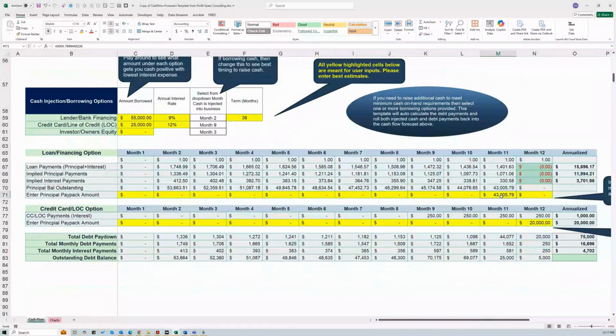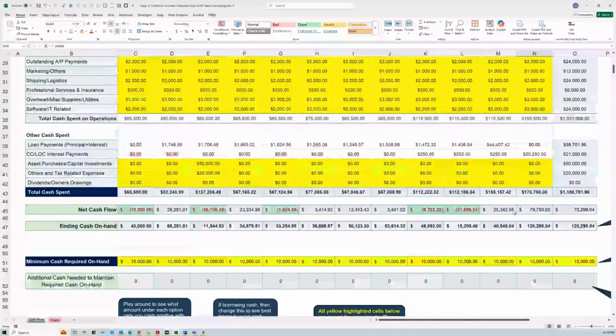So in month 11, you can close out this loan, and you can see that the loan balance is calculated automatically. In month 11, you're at a $43,000 loan balance. You go ahead and pay that off because you've got a lot of sales coming in. As well, you can pay that credit card loan or line of credit off in month 12 because you have cash on hand. Once you do that, it's going to reflect in your cash position.